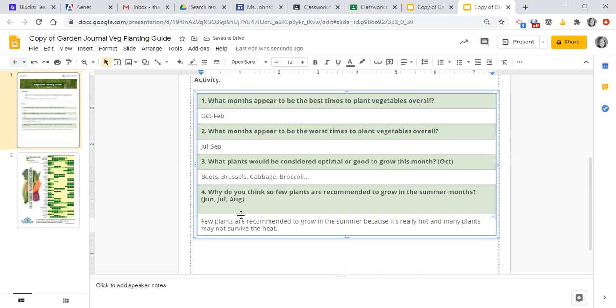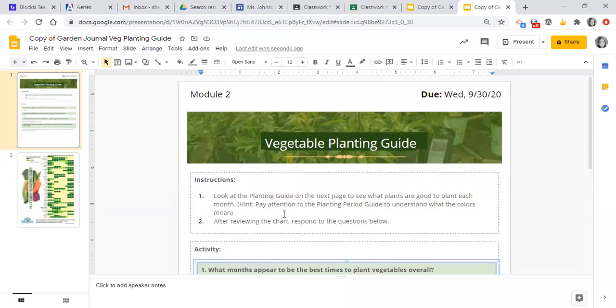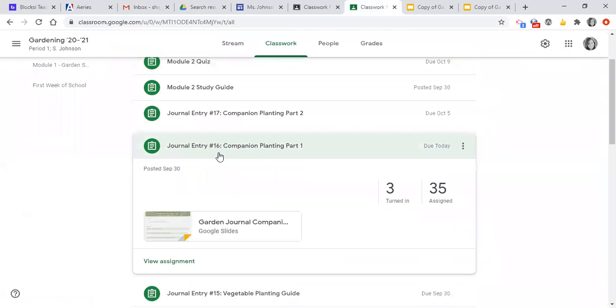So if you plant something, especially right when you plant it, it's going to be really delicate and it might not be able to survive that heat. Okay. All right, so this wraps up the vegetable planting guide activity that you were supposed to do yesterday, number 15. So the activity today is number 16.